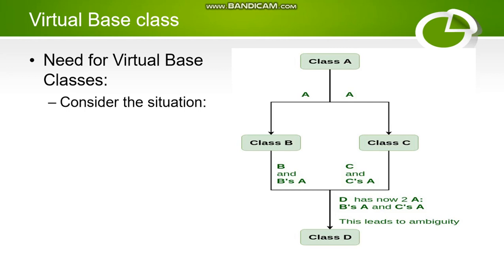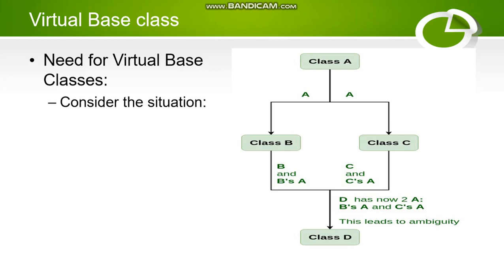So whenever we make the inheritance of B and C virtual, only one copy of a data member gets copied to class D, and class A becomes your virtual base class. So that is the actual need for making a class a virtual base class. I hope you understood what the need for virtual base classes is.